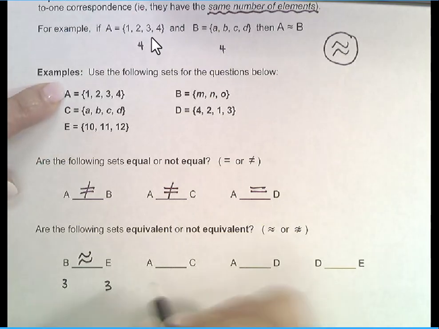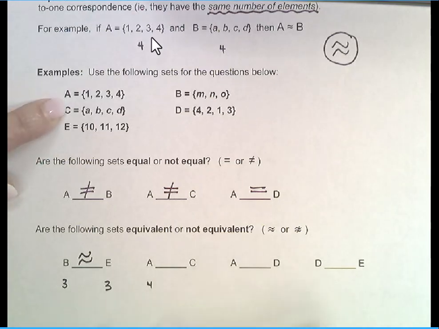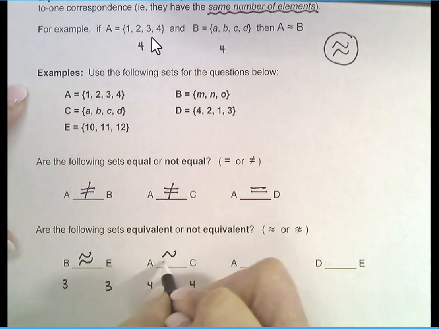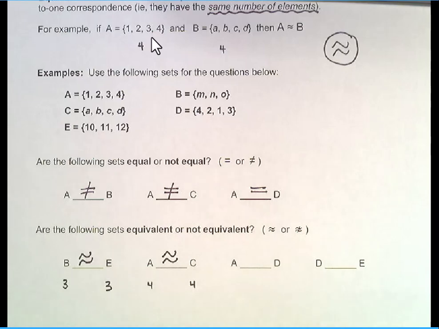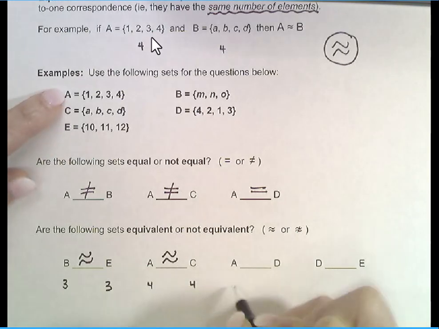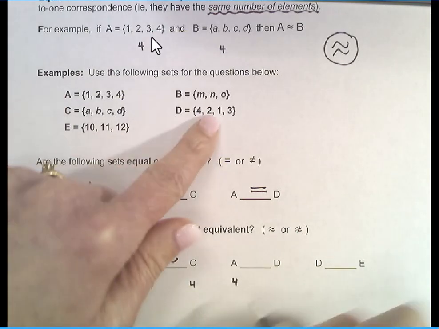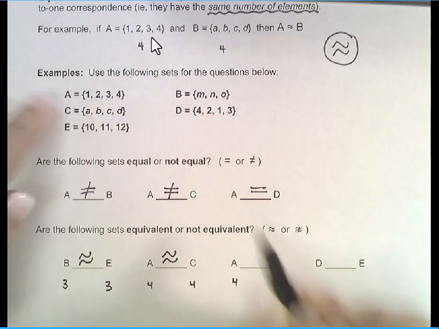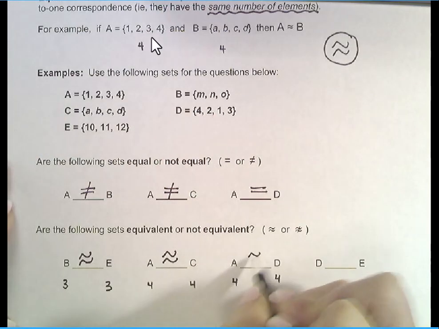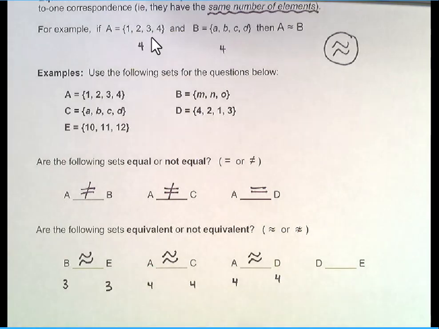How about A and C? A has 4 elements. C has 4 elements. So they're not equal to each other, but they are equivalent. How about A and D? A has 4 elements. D has 4 elements. Now you'll remember A and D are equal. That also means they're equivalent. So equal implies equivalent, but the reverse is not true.